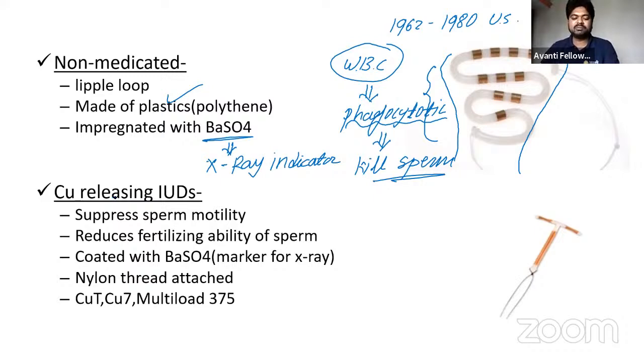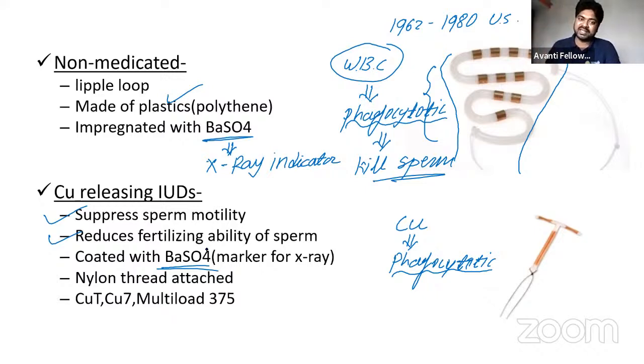So you can see the next part, that is the CU releasing. Obviously it is made from CU, that means copper, and copper has a natural phagocytotic activity. That means it will kill bacteria and other types of cells as well. So that is the property of Cu metal. Okay, so it suppresses the sperm motility and reduces the fertilizing ability of sperm. It is also coated with BaSO4 for X-ray.